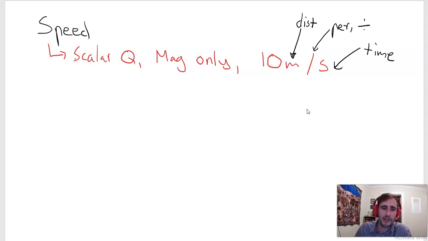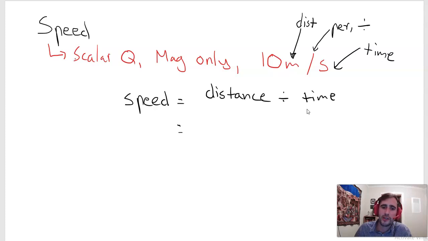And if we were to break that down as an equation, speed equals distance divided by time. And I could write this for short as a fraction, d over t. Just remember that these represent our little units there, meters per second. You could also have kilometers per hour, or something like light years per year. How fast does light travel in a year? That sort of thing.